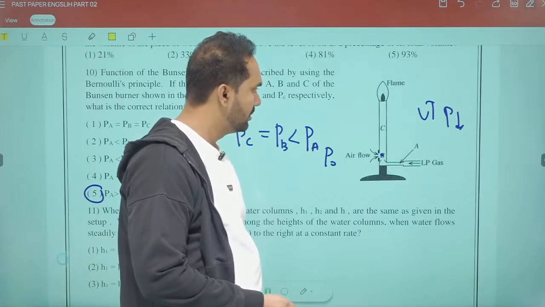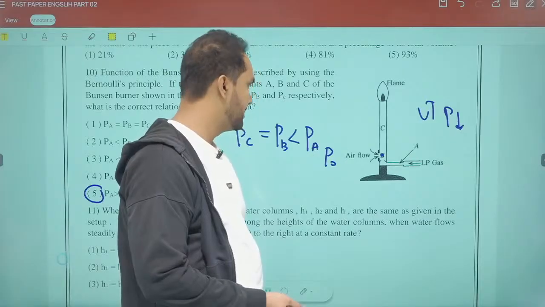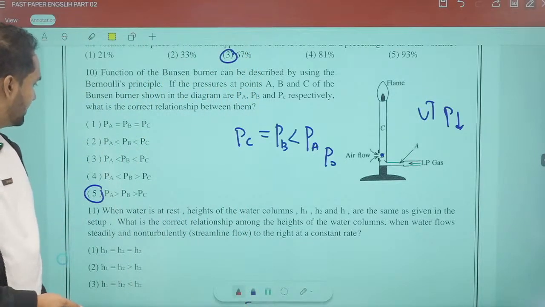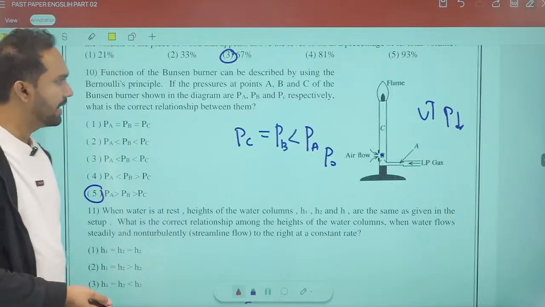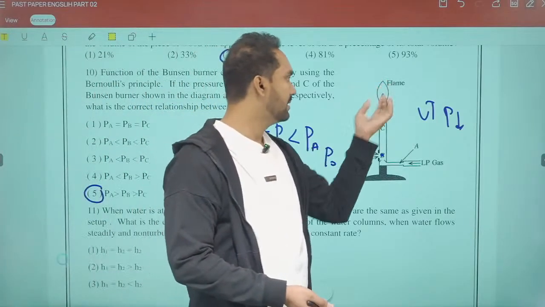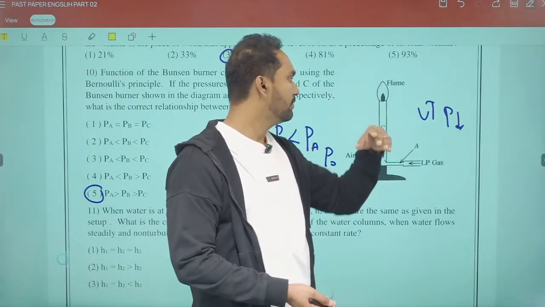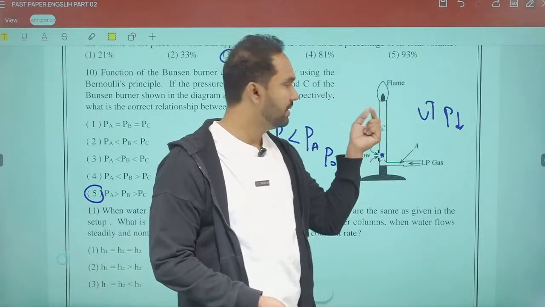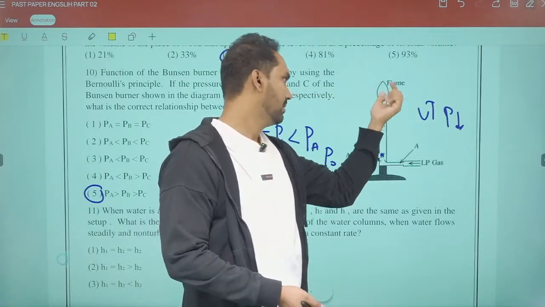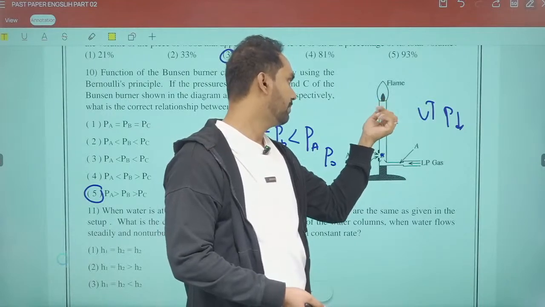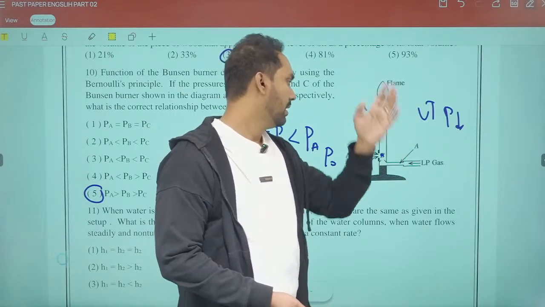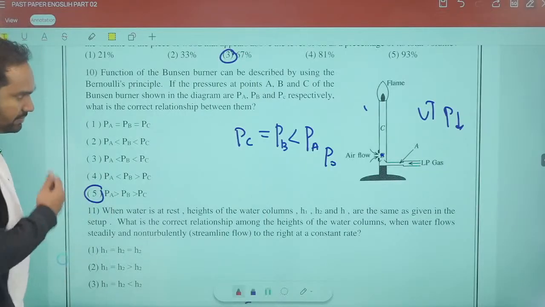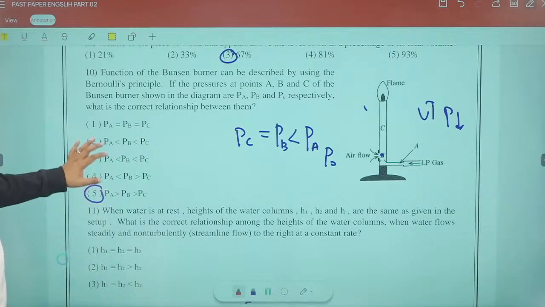But it says the pressure has increased, right? No, the lowest pressure is there at PC. Maybe it can happen because this is burning. The air is removed from here because of the burning, so the pressure is dropped here. Therefore, C can be a very low pressure. So that's true, anyways. The answer is 5. Hope you understood the logic.